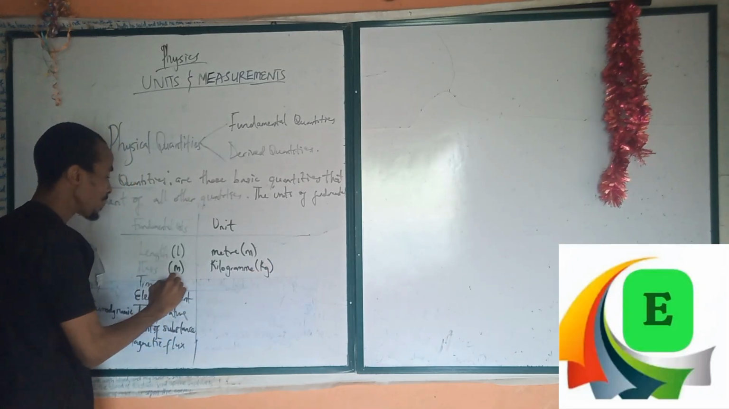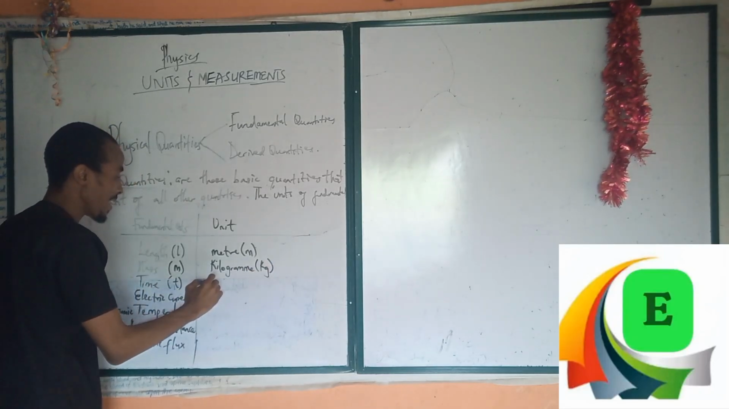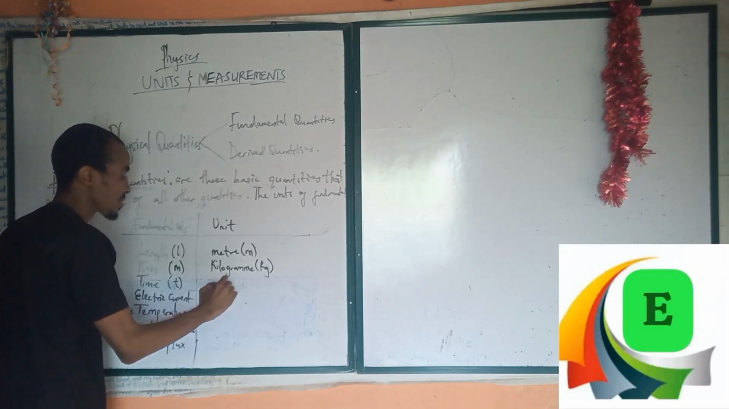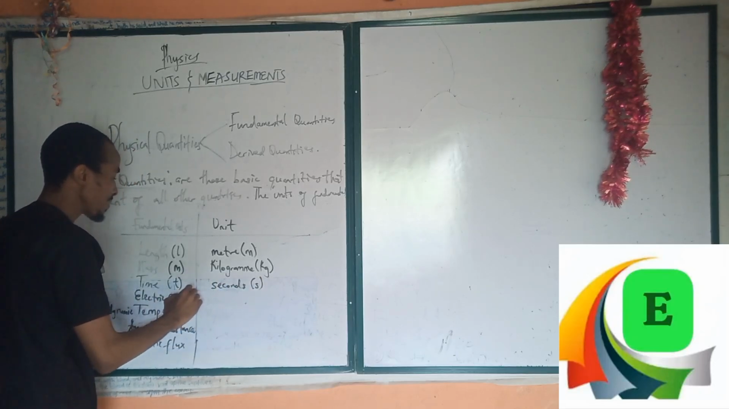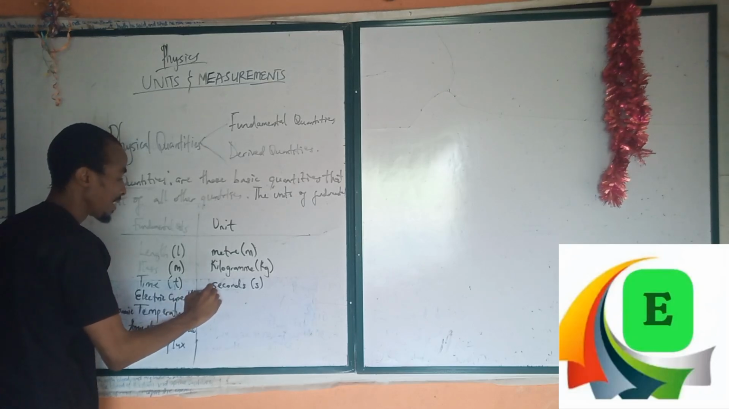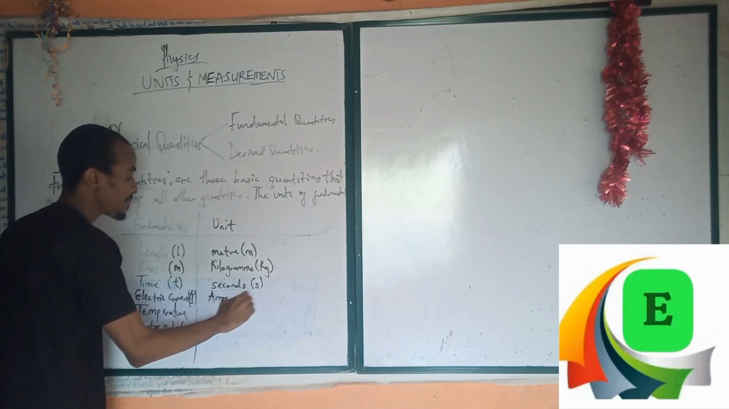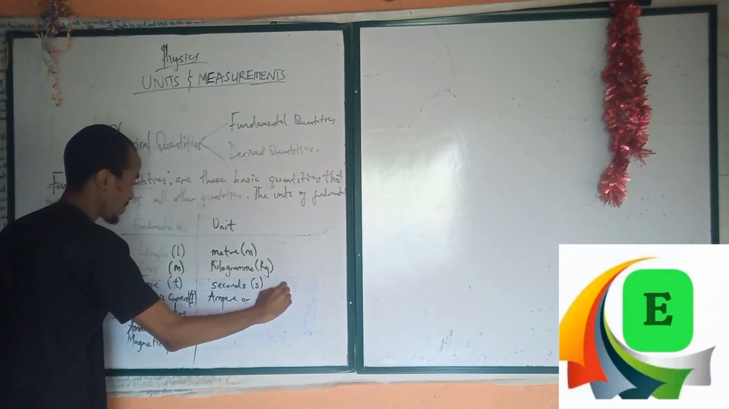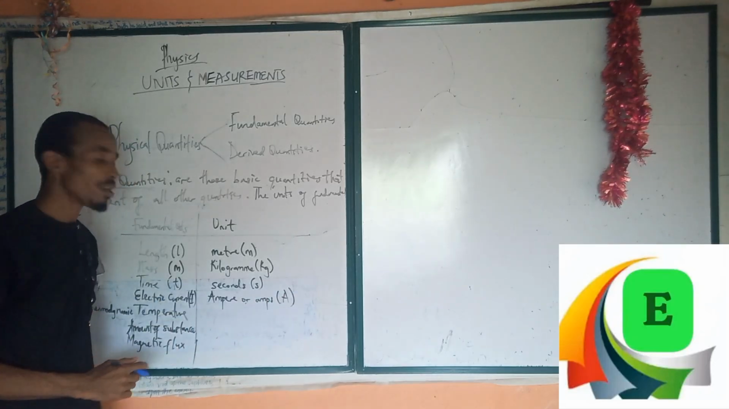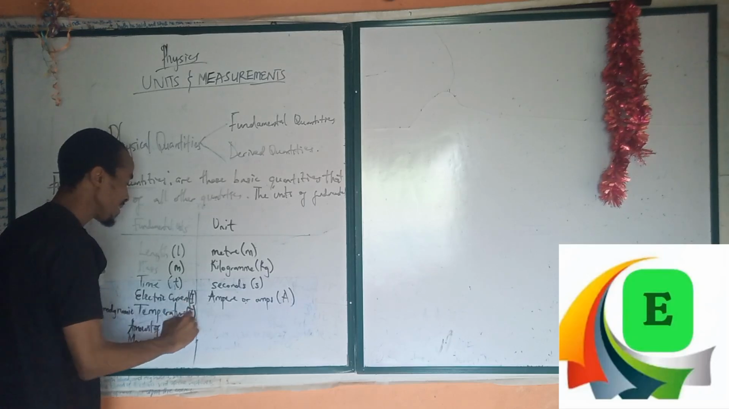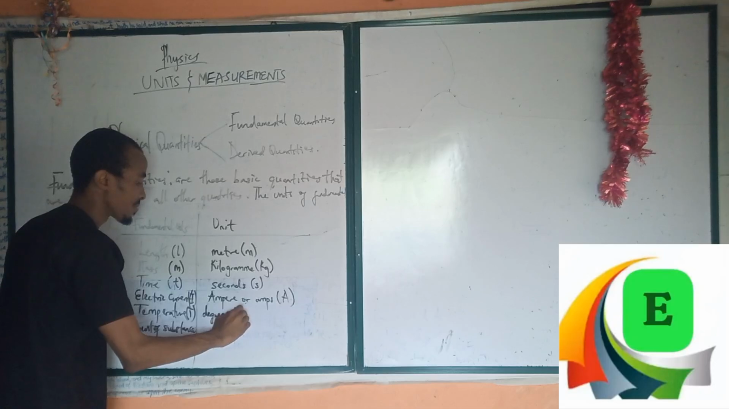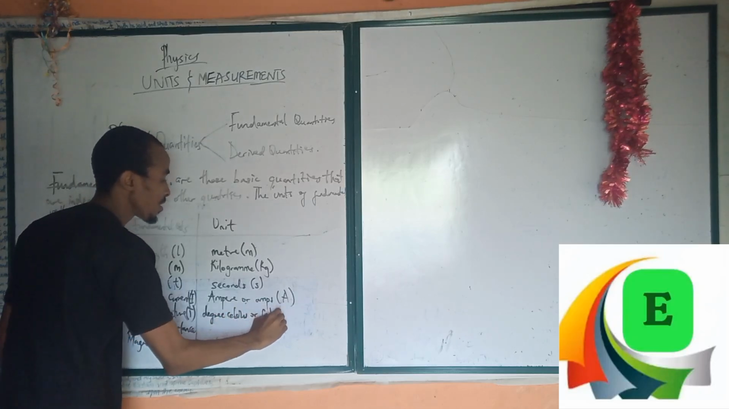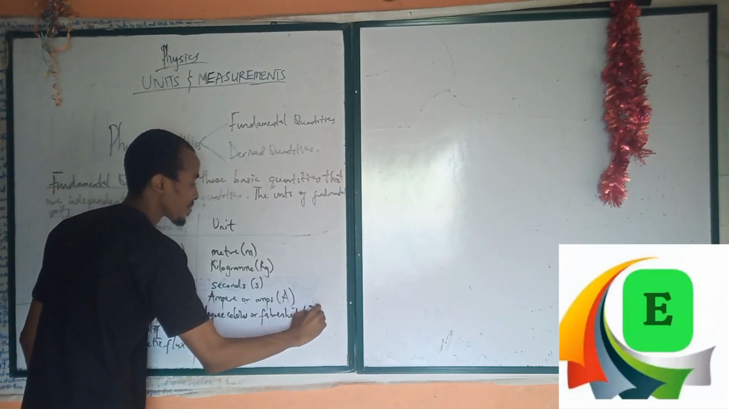The symbol of time is small letter t, and the unit is what? Seconds, small letter s. The symbol of current is I, capital letter I, and the unit of current is ampere, or amps for short. Now we know that the symbol of temperature is capital letter T, and the unit of temperature is what? Degrees Celsius or Fahrenheit, right?